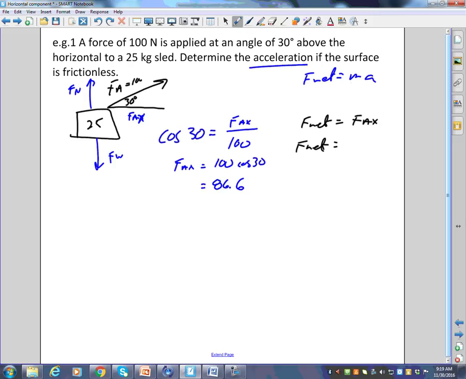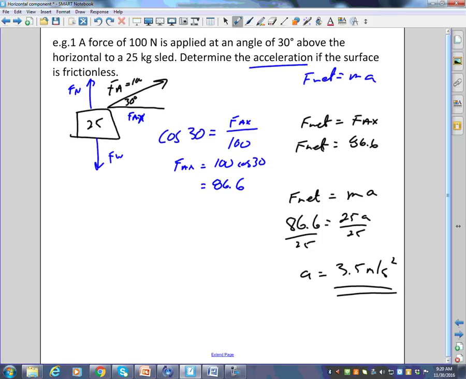So the net force is 86.6, and then it's a simple matter of going F net is equal to ma, and my 86.6 goes in for my net force. The mass is 25. How do we solve that? Divide both sides by 25, and a is equal to, somebody help me out. 3.46, 3.5 then we'll say. 3.5 meters per second squared.